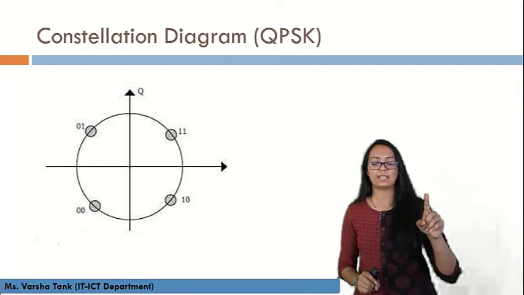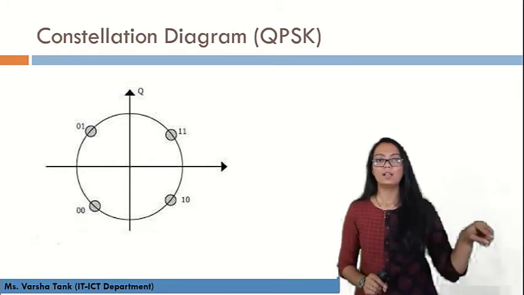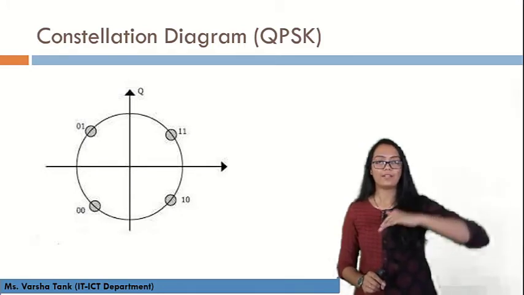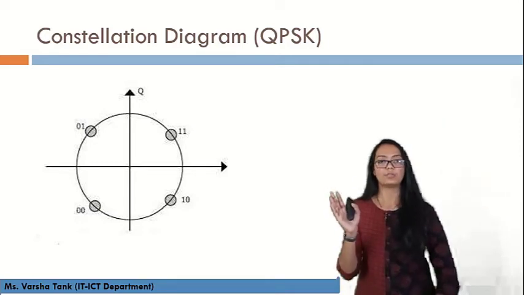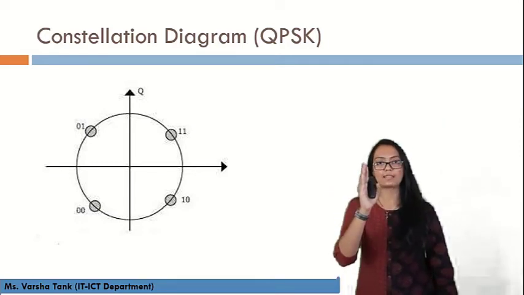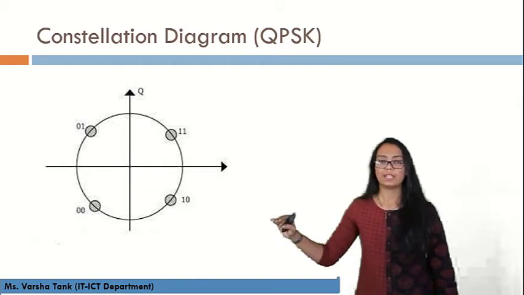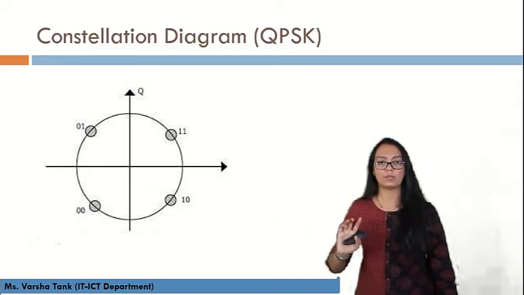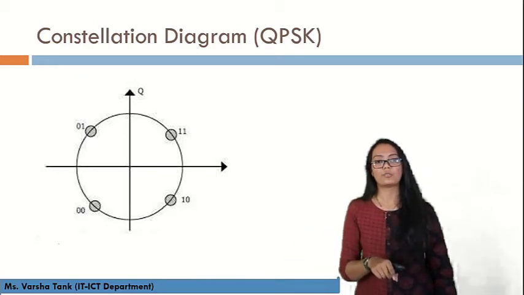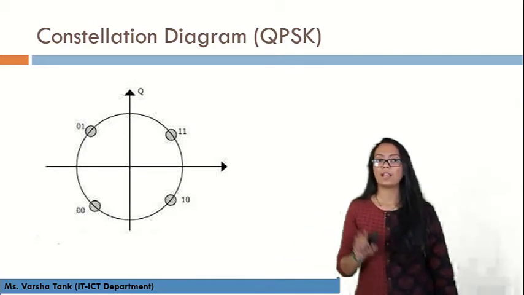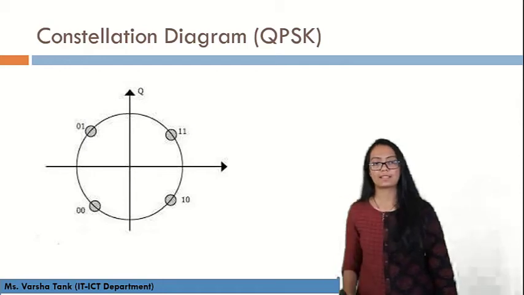Let's take an example, 11. Both the logics are positive, so you have your phase here. For 01 you will have positive y-axis and negative x-axis. Then both negative means logic 00, x and y axis both negative. And for 10 logic you will have x-axis positive, y-axis negative.